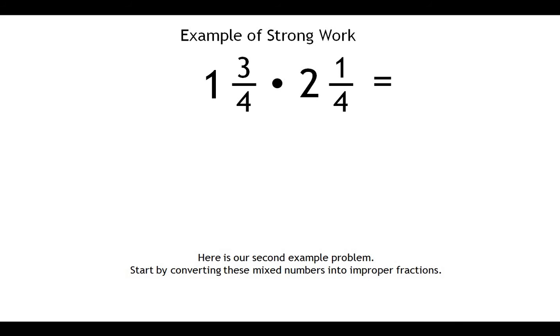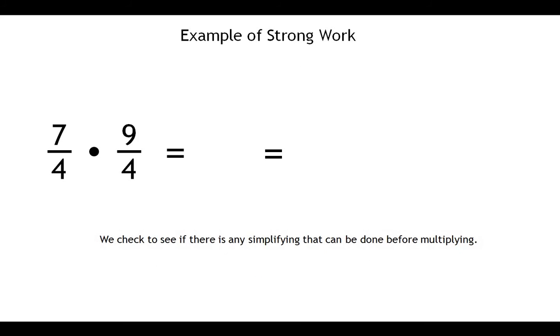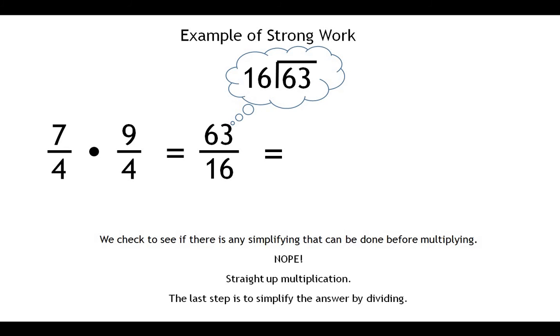Here is our second example problem. Start by converting these mixed numbers into improper fractions. 1 3/4 becomes 7/4. 2 1/4 becomes 9/4. We check to see if there is any simplifying that can be done before multiplying. Nope. Straight up multiplication. The last step is to simplify the answer by dividing.